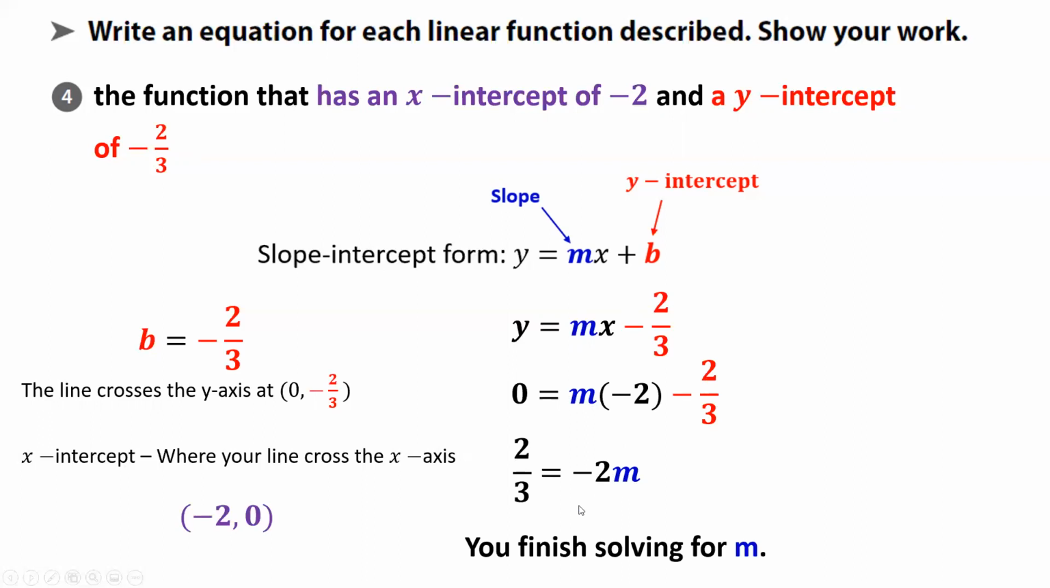I'm going to leave you to solve the rest of the problem. You finish solving the problem for m. Remember, the opposite of multiplying by -2 is to simply divide by -2.